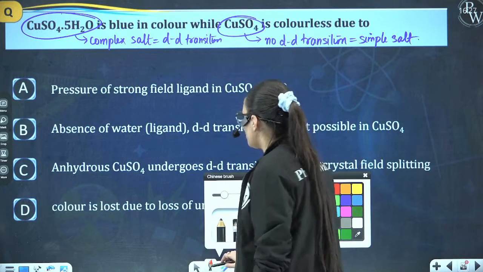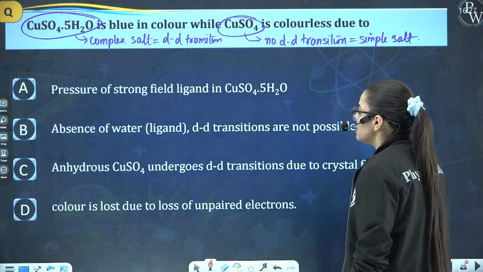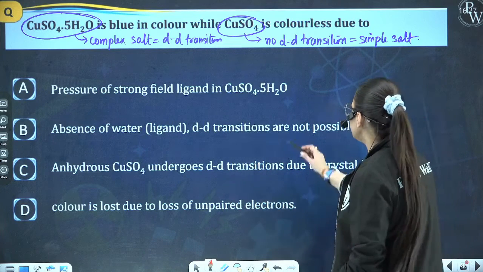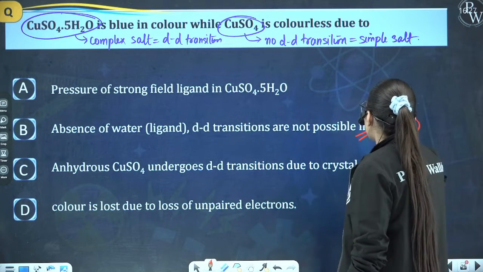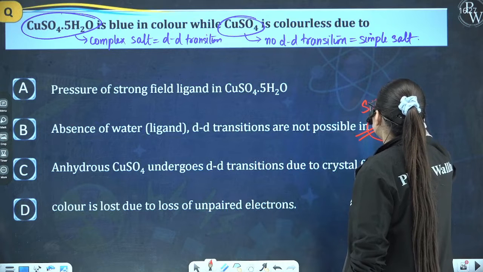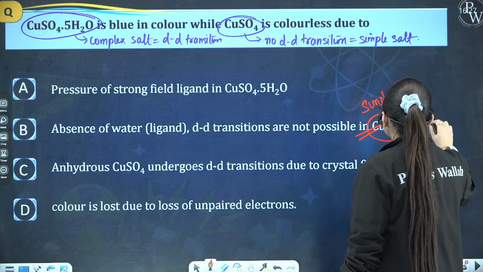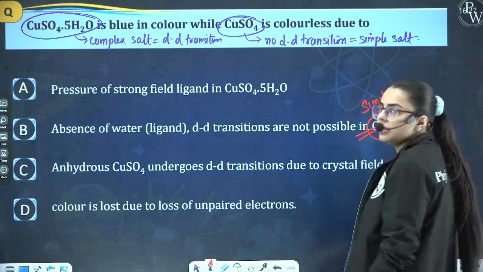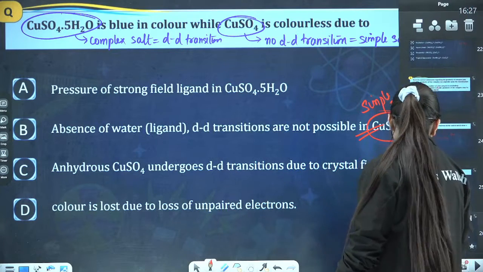So which of the following will be the correct answer? If you see over here, option B, that is absence of water as a ligand, so d-d transitions are not possible in CuSO4. Why? Because it is a simple salt, right? So option B shall be our correct answer. Is it clear to you people? Is it clear to you all?